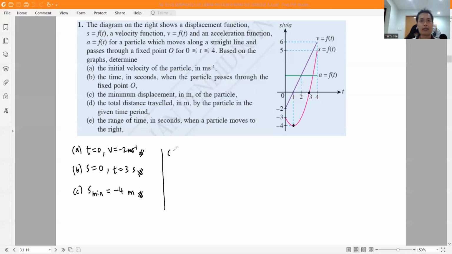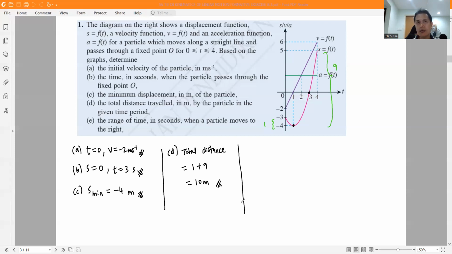Then let's look at part B, the total distance traveled in the given time period. To find the total distance traveled, you can see here, the particle actually went from -3 to -4. Maybe I just use a different color to show you. This distance here is 1. And then from -4 to 5, it goes up by 9. So the particle goes to the left by 1, and to the right, or up here, by 9. So your total distance is 1 plus 9, which is 10 meter.